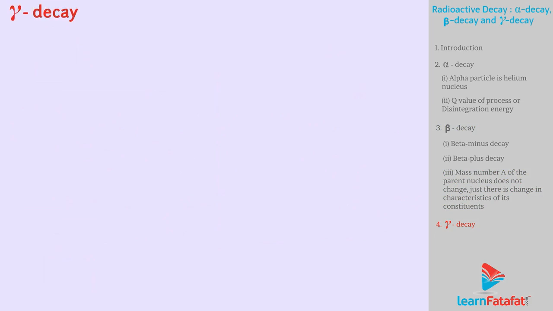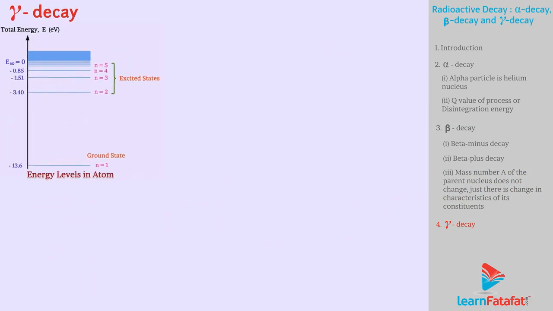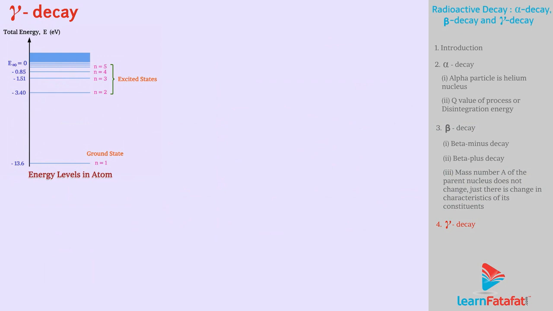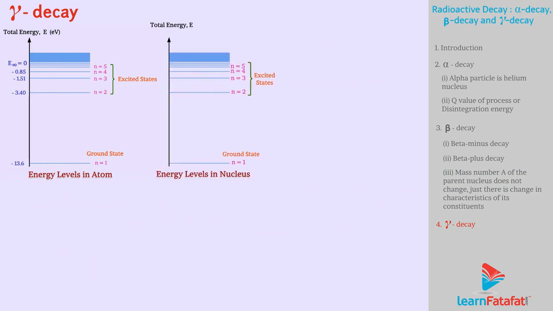Gamma decay. You are familiar that there are energy levels in the atom. Similar to the atom, there are energy levels in the nucleus also. The excited nucleus in a higher energy state can make a transition to a low energy state by emitting radiation. Since the energy difference between energy levels of the nucleus is of the order of mega electron volts, the radiations emitted by the nucleus have MeV energies. These radiations are gamma rays.